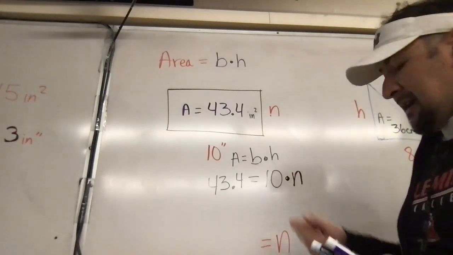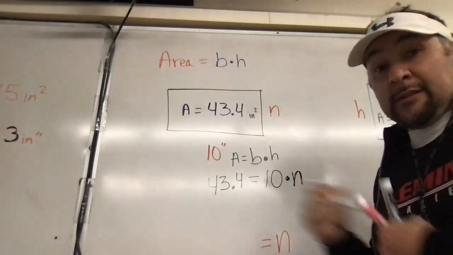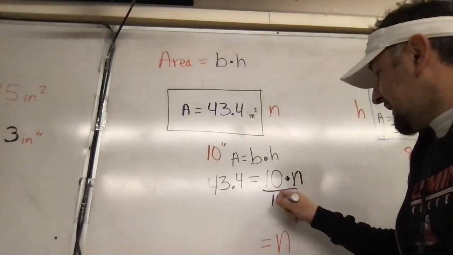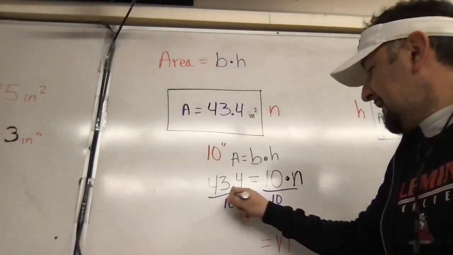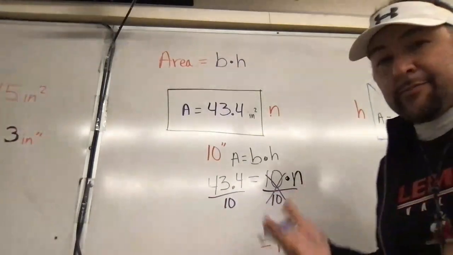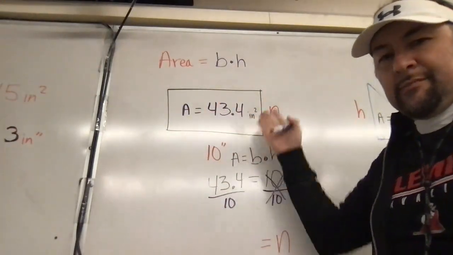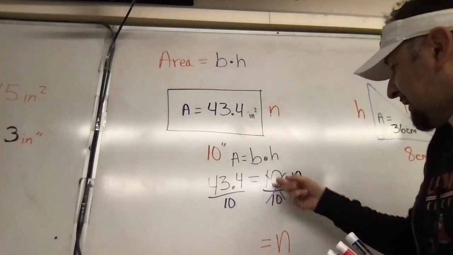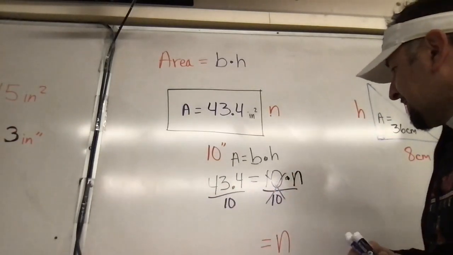What do I need to do? I need to get rid of this times 10. How do we get rid of the times 10? Good job. We're going to divide by 10. It's just algebra, but with geometry and shapes. So we're going to do the opposite. Do it to both sides.